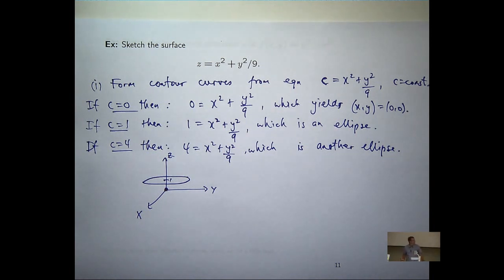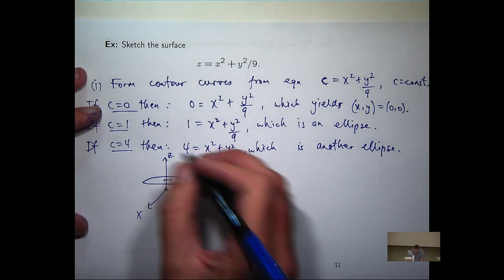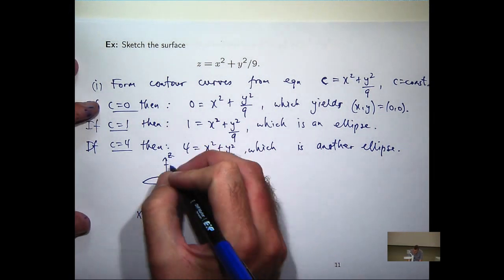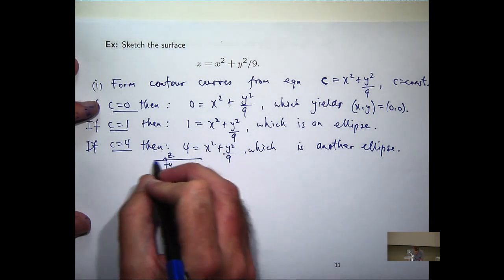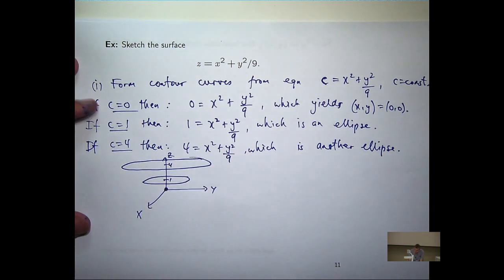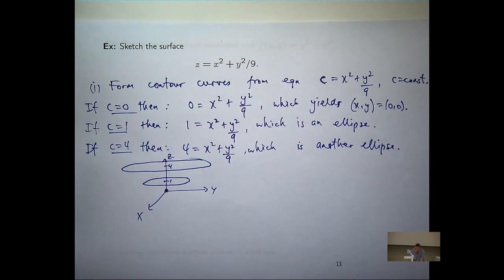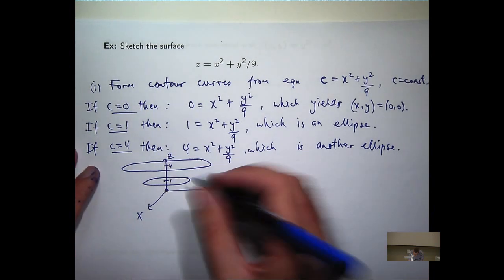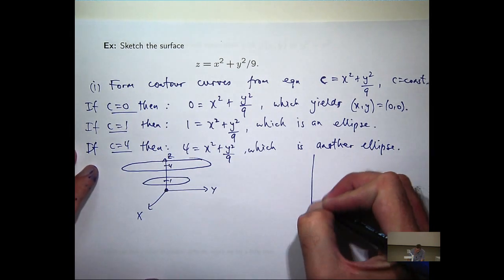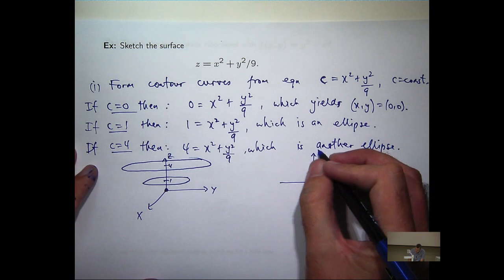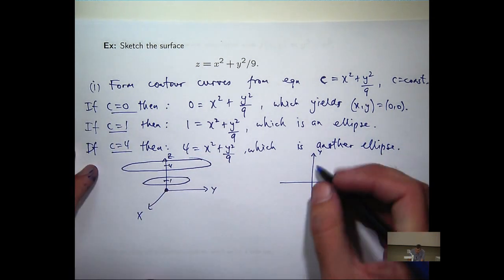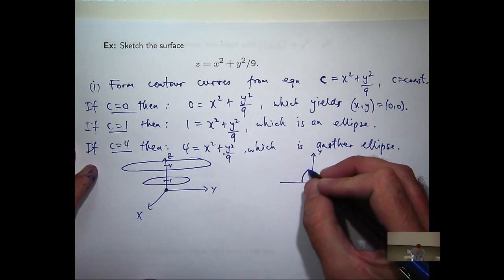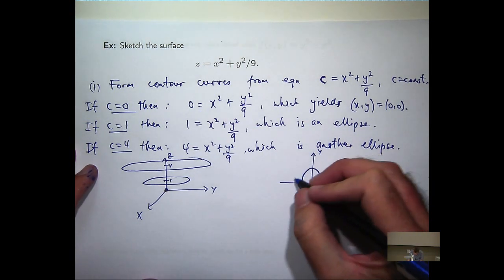If I go up to, say, 4, I want to draw this ellipse here, which again is just a slightly bigger ellipse. Now, so these are the contour curves. Let's draw the level curves. So all we do is we smush these things down, and so we're going to get these sort of curves.